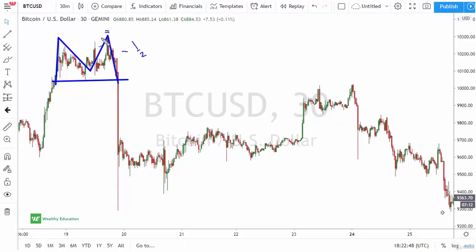You're looking to at least capture the same distance from the top to the bottom, much like a head and shoulders pattern. But a lot of people will even go 2 times, so 2 times the height, especially if it's with the longer term trend. You can see clearly that happened.